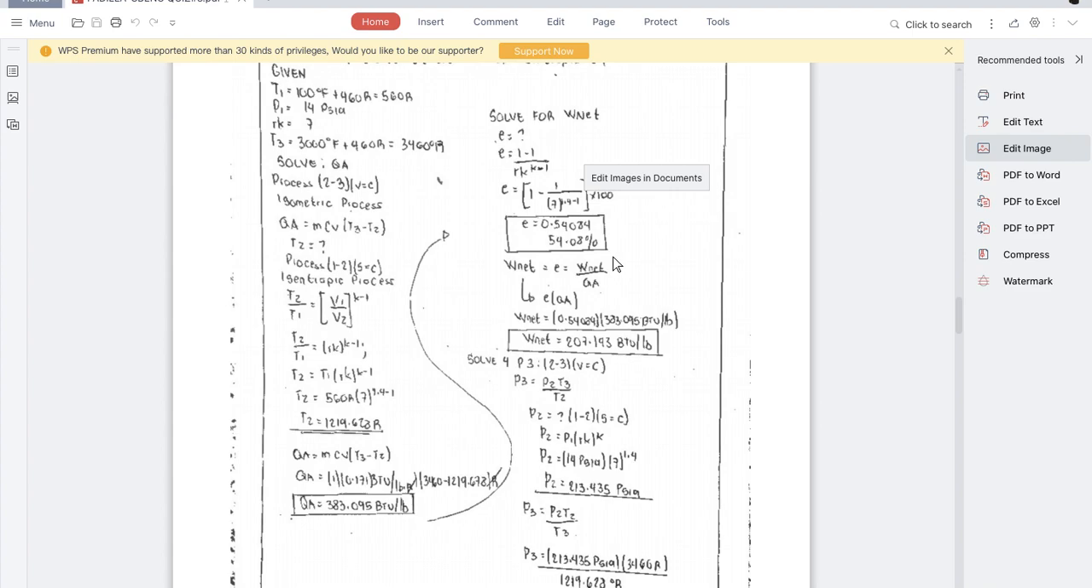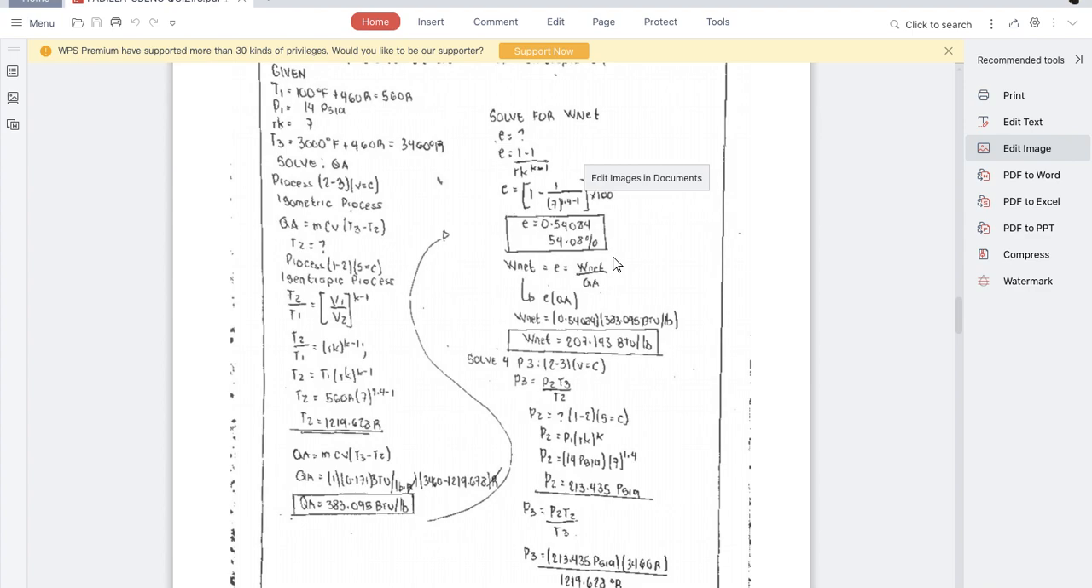So for the QA, the formula is m Cv (T3 minus T2). QA equal to 1 multiplied by 0.171 BTU per pound R multiplied by (3460 minus 1219.628 R). For the QA, the final answer is 383.095 BTU per pound.